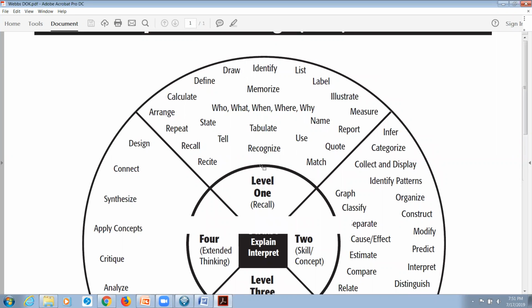Chances are, and this isn't a slight on anyone, if you're going to ask a question off the cuff, it's going to be a low-level question. It's going to be a level 1 question. You're going to ask them to recall or repeat something or state who, what, when, where, why.